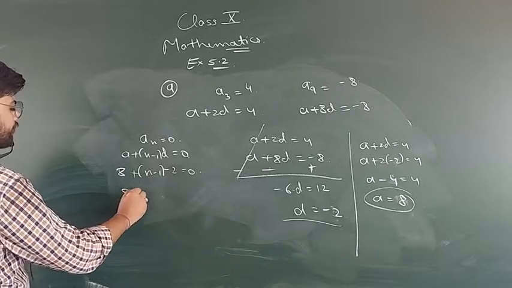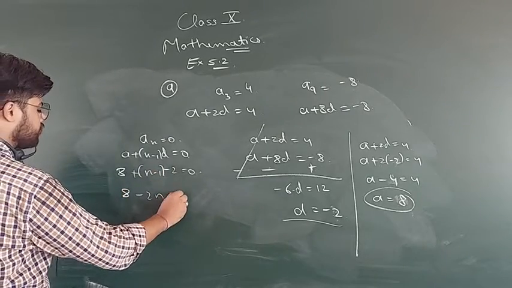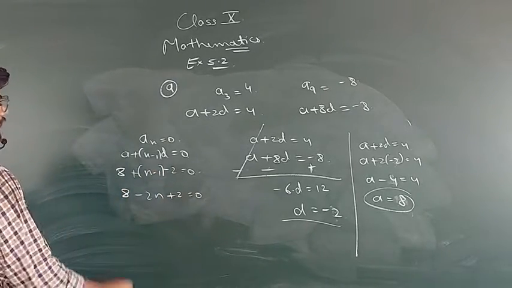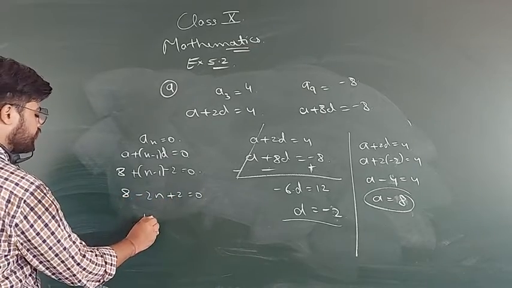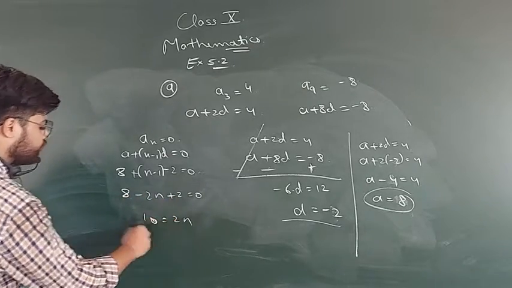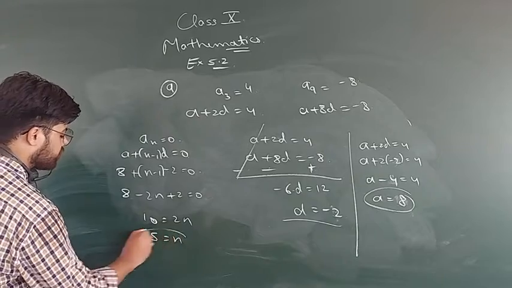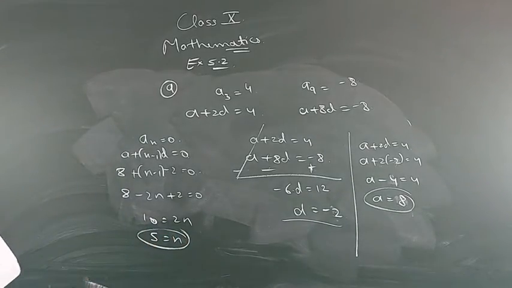Now 8 minus 2N plus 2 is equal to 0. And 8 plus 2 is 10. 2N will be shifted there. 10 divided by 2 is 5. So the value of N is 5. Fifth term is the 0th term.